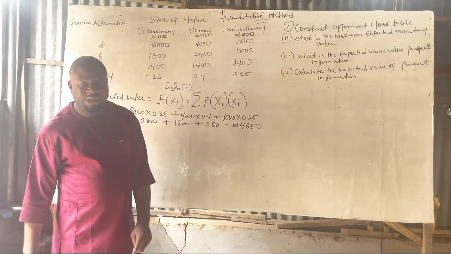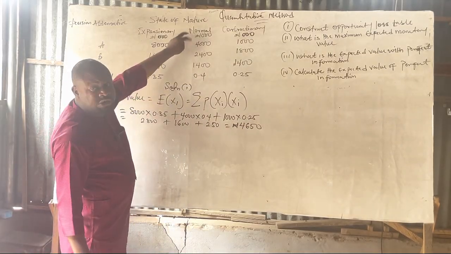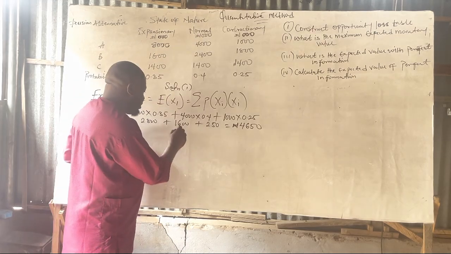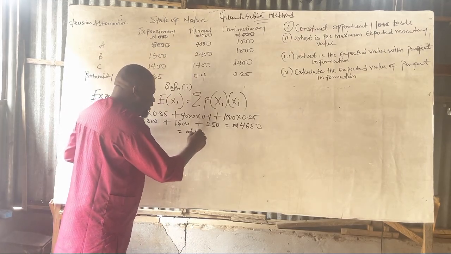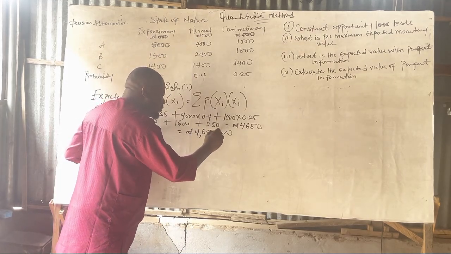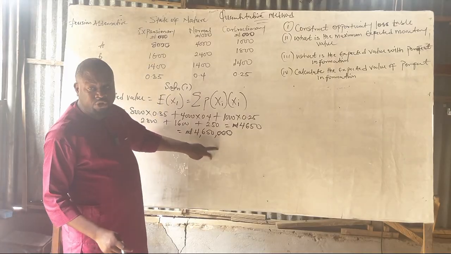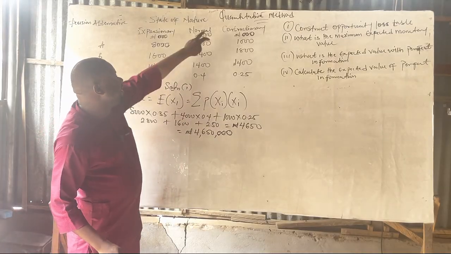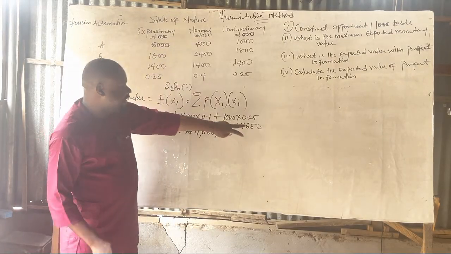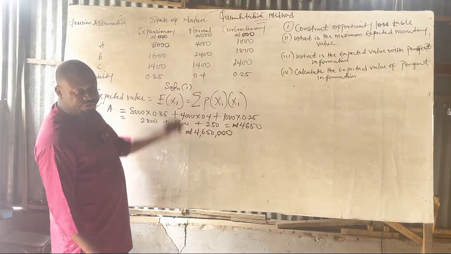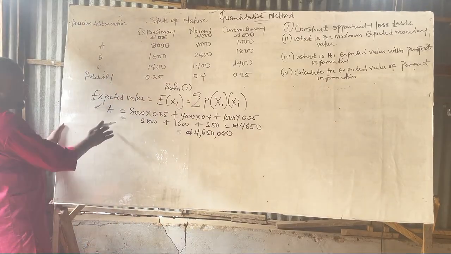Now the final answer is 4,650. Now remember it is in 1,000. So the final answer will now be 4,650 million, because I'm not writing in the final answer since we have it in thousands already. So just take this amount times 1,000 to get your full value. So that's the decision for A.